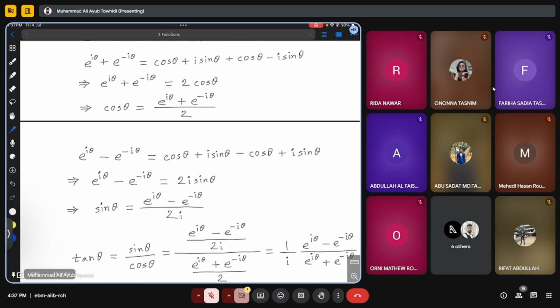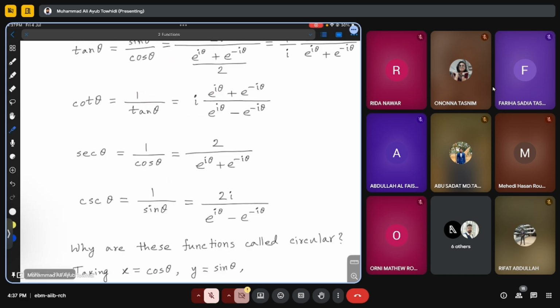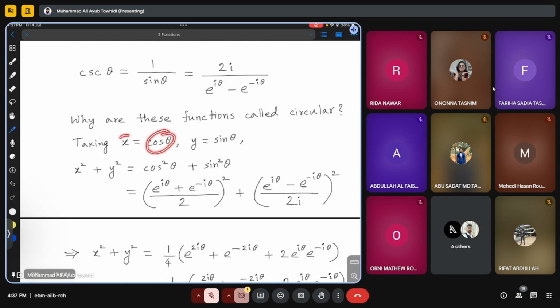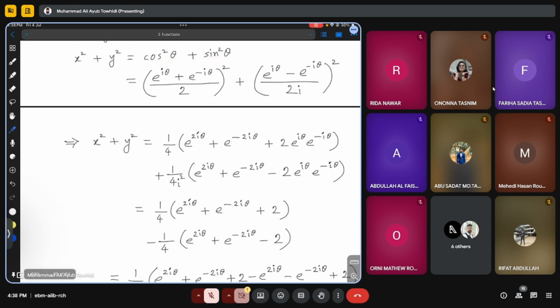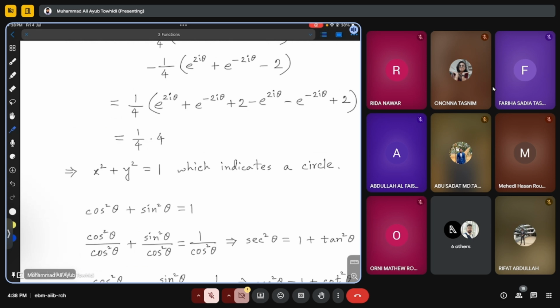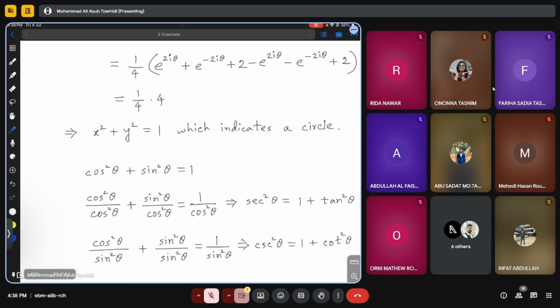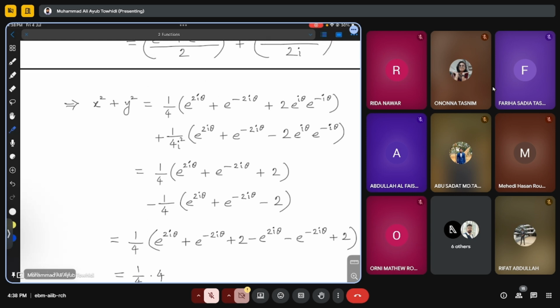Then if you look at the sine and cosine formula, this is cos, this is sine. Take cos theta as x, sine theta as y. x square plus y square. Do the calculation yourself: cos square theta plus sine square theta. In the end, you will get 1. So x square plus y square equals 1. It indicates a circle, right? Center at 0, 0 and radius 1. So it is a circle. That is why this type of function is called a circular function.